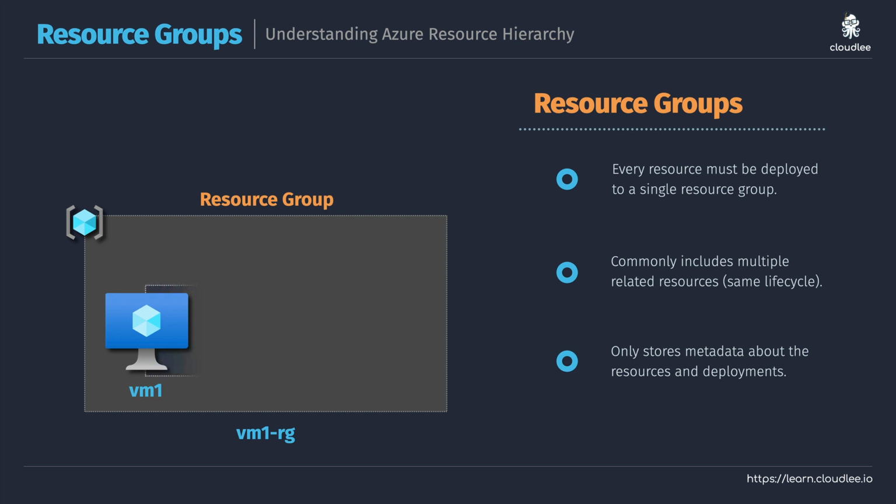So for example, we might have virtual machine 1 with a name of VM1, and it might be deployed to a location of West US. Now, when we deploy that virtual machine to this resource group, that resource group will track some information about the deployment that took place.